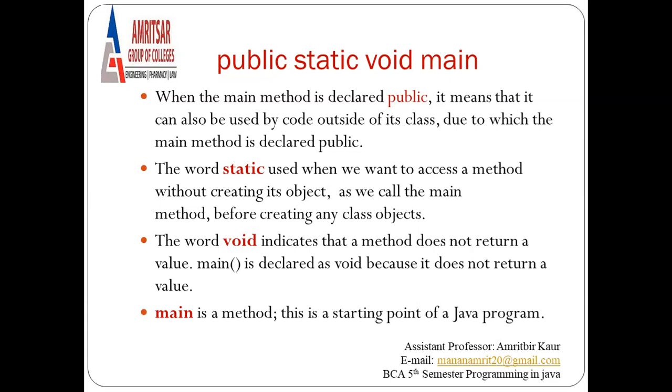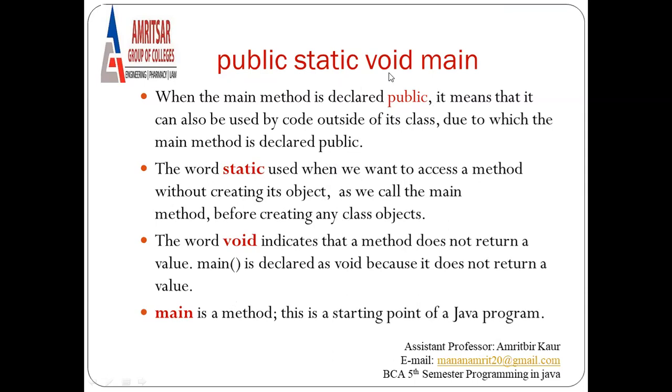Then static. Why is the word static used here? When we want to access a function without creating its objects, as we call the main method before creating any class object. When we execute a program, we want our control to first come to public static void main. As the execution begins, the object will not be created, so without creating an object, we want to call the main method. That's why static is used, because due to static our control will come here without creation of an object.